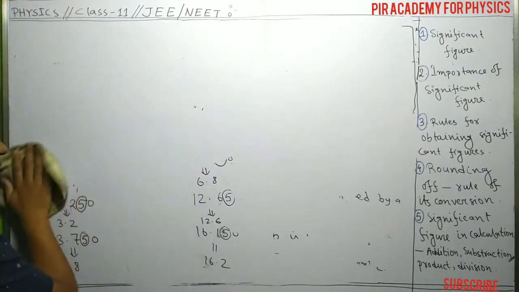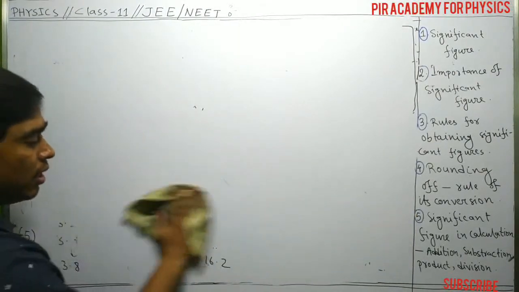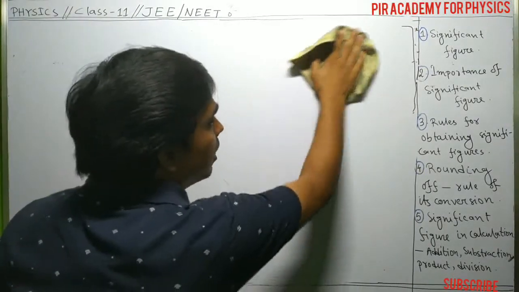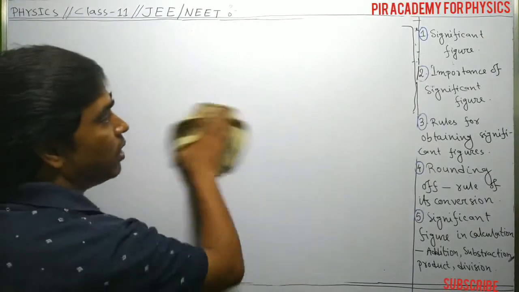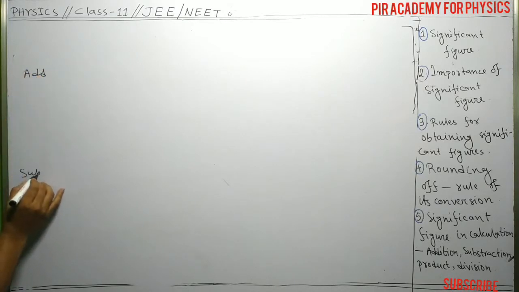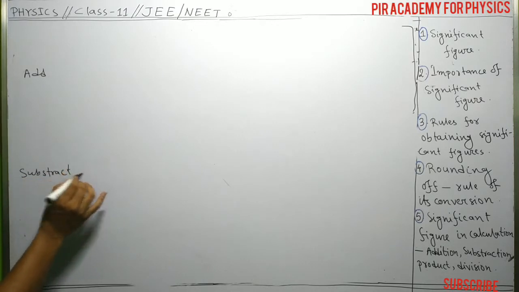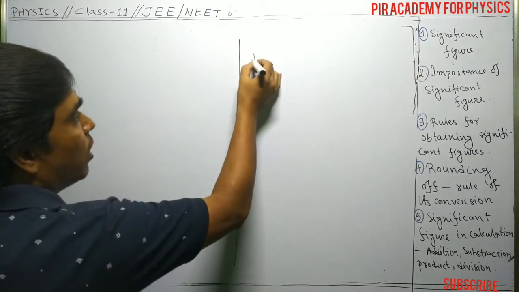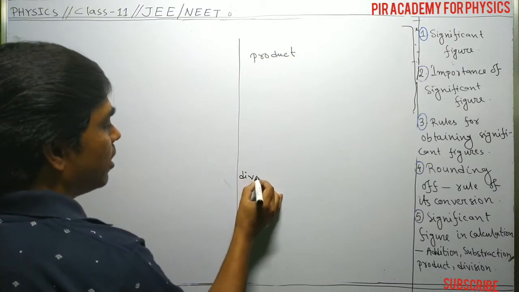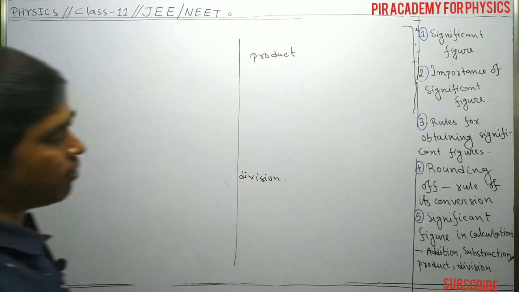Now I will discuss the calculation of significant figures. You see that there is addition and subtraction, and there is another rule: one is product, and another is division. These are the 4 cases.